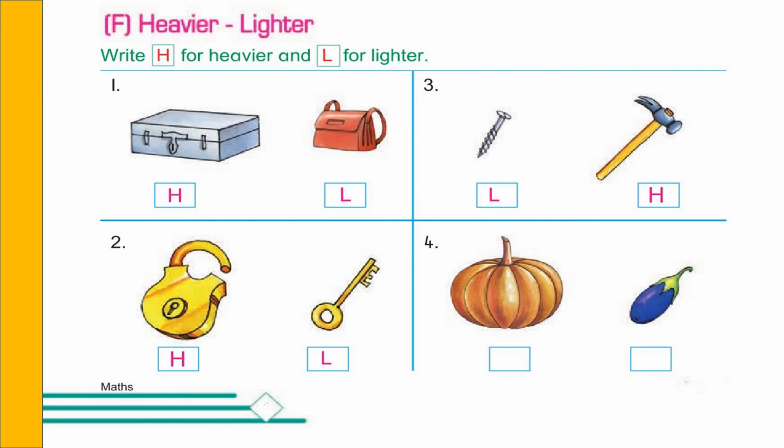Next, it's the pumpkin and the brinjal. We know the pumpkin. You go to the vegetable market, not now, but generally. When you go to the market, you see a pumpkin which is much heavy. They don't give you to handle. But a brinjal, it's very small size. We can play with the brinjal like a ball. Yes or no? So the brinjal is much lighter than the pumpkin. So H for pumpkin and L for the brinjal.